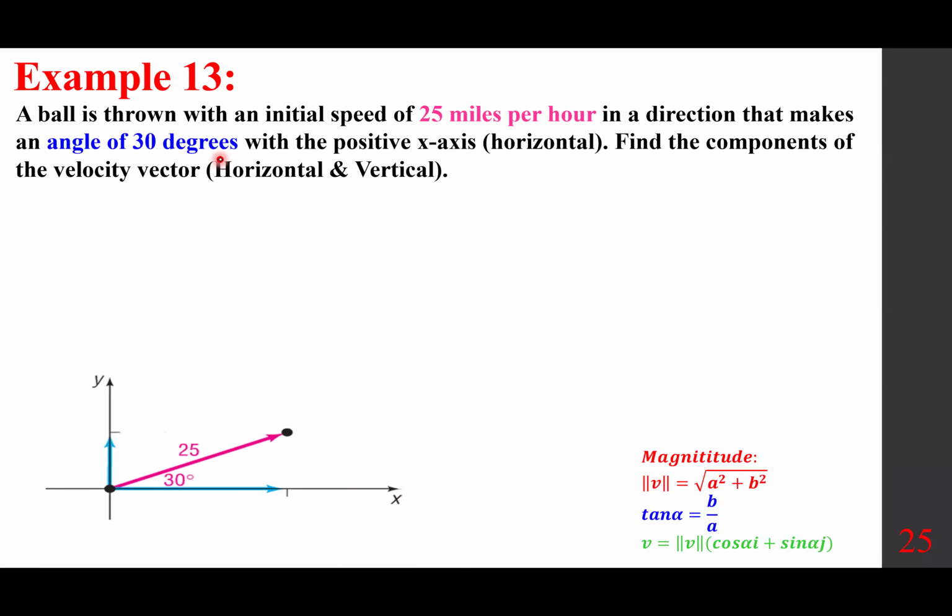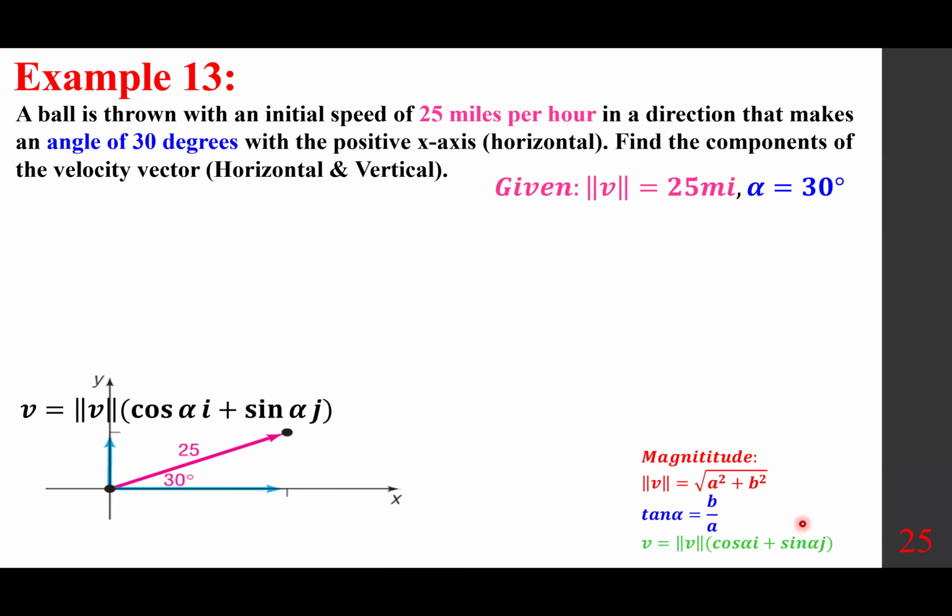So in other words, here's the vector with the magnitude of 25 miles per hour and the angle of 30 degrees. That's the given. And so you want the components. So in essence, you drop a perpendicular along the x-axis, you want this component, and you drop a perpendicular along the y-axis, you want that one. And simply put, a vector is the magnitude times cosine alpha i plus sine alpha j.